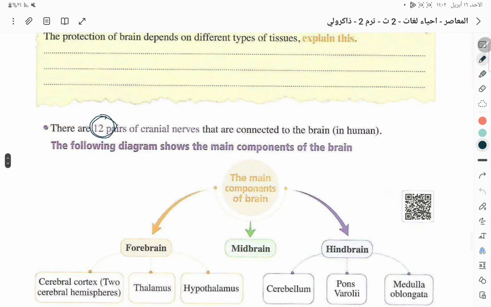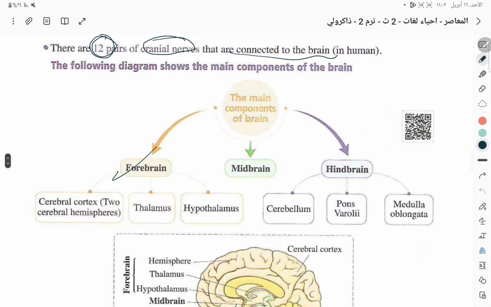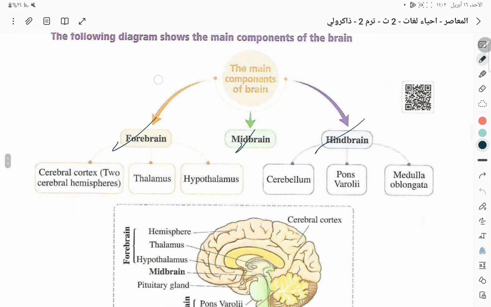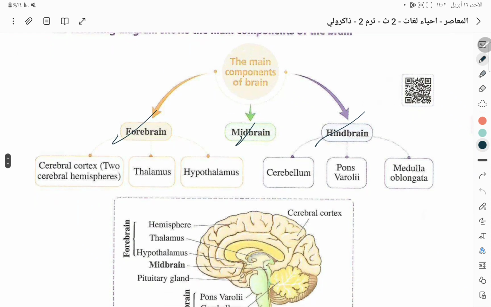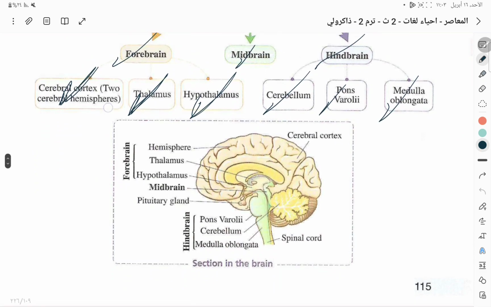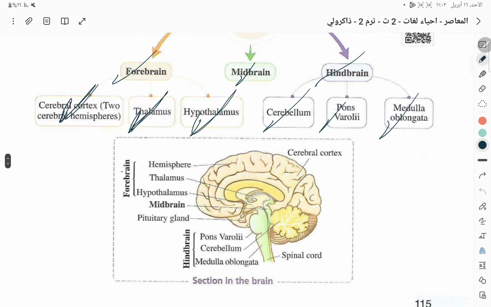There are 12 pairs of cranial nerves connected to the brain. The components of the brain are the forebrain, midbrain, and hindbrain. The forebrain includes the cerebral cortex, thalamus, and hypothalamus. The hindbrain includes the cerebellum, pons, and medulla oblongata. It is the forebrain.